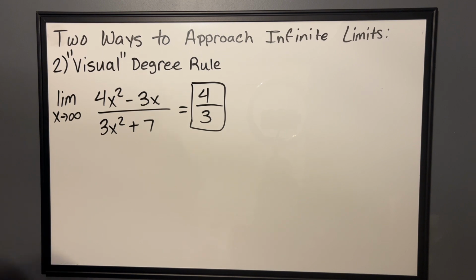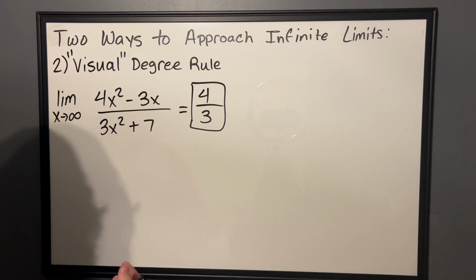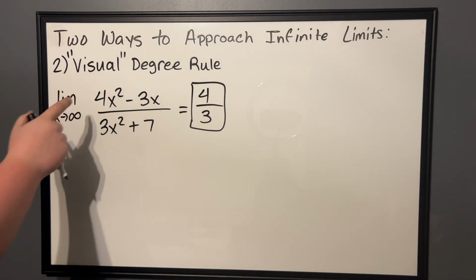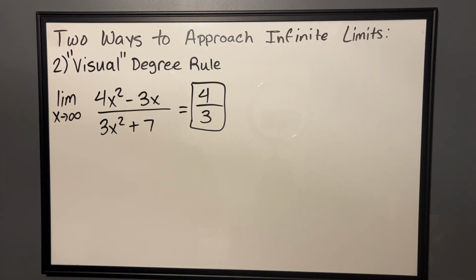You could see how much quicker this is, right? We didn't have to do any work. The only thing you may have to do is simplify whatever answer you get. But other than that, there's no extra work that you have to do. It's literally just look at that coefficient and that coefficient, and you are completely done. That's what's so nice about this visual degree rule. So let's go ahead and do one more example for this video, and then we'll call it there.